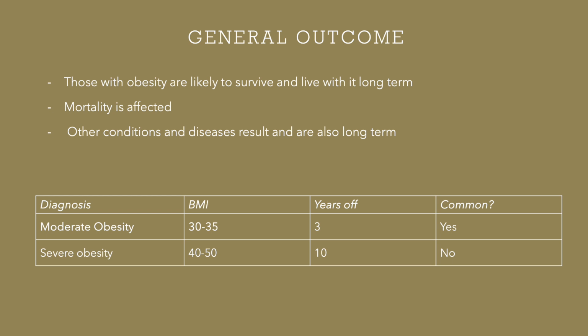People that experience moderate obesity with a BMI of 30 to 35 can experience 3 years of their life lost. Those with severe obesity with a BMI of 40 to 50 can experience up to 10 years off of their life. Though severe obesity is not that common, it is still important to consider these effects.